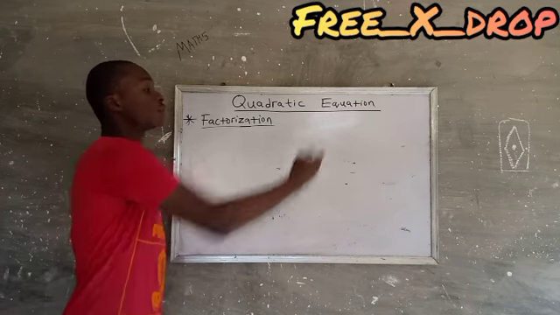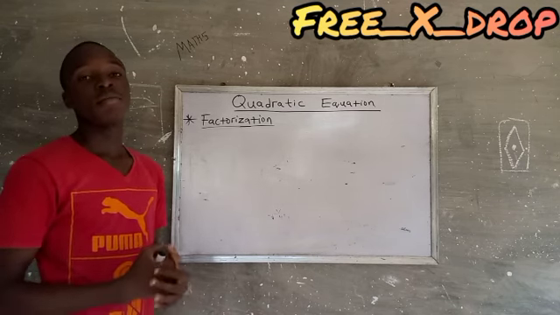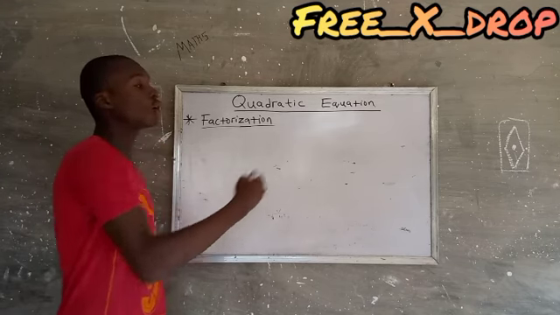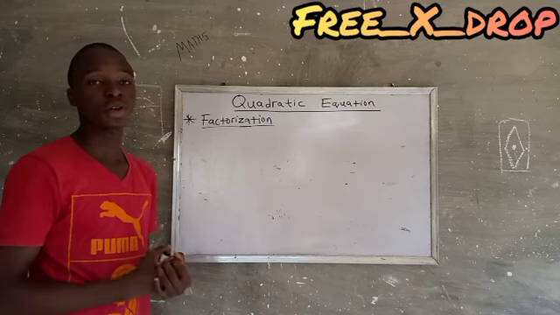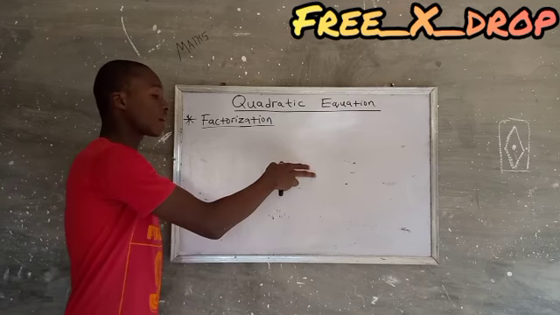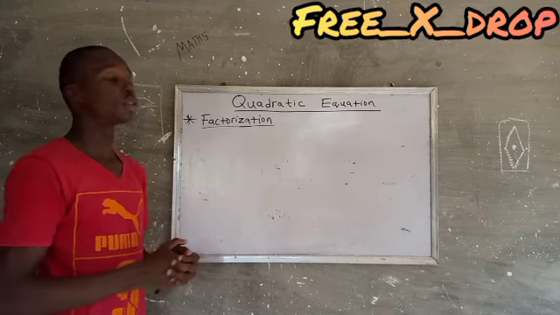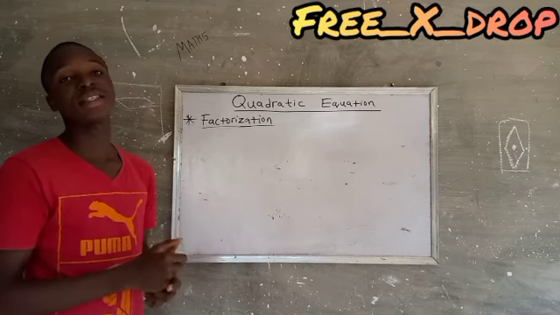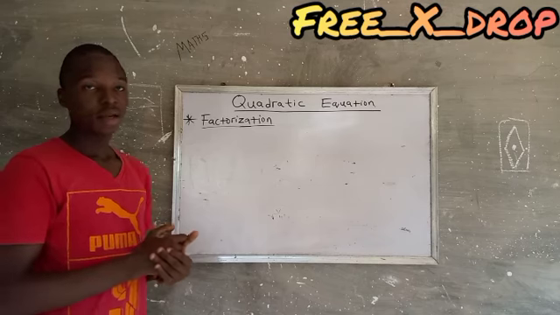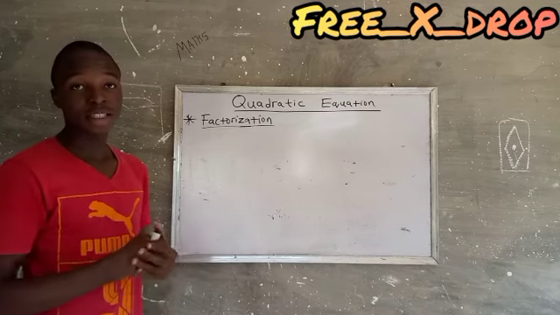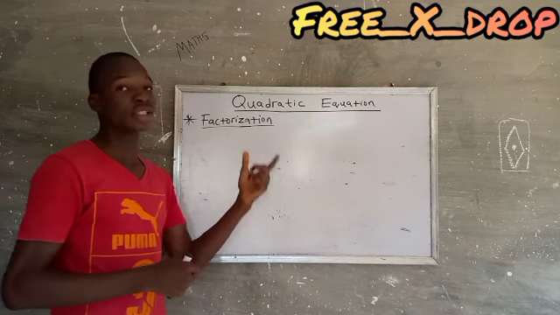Now, quadratic equation. When we did the simple equation, I told you what an equation is: a mathematical expression which has the equality mark. Any expression that contains that equality mark in mathematics is an equation, meaning two things are equal. But there are different types of equations. I taught you about simple equations, so today we are going to be doing quadratic equations.